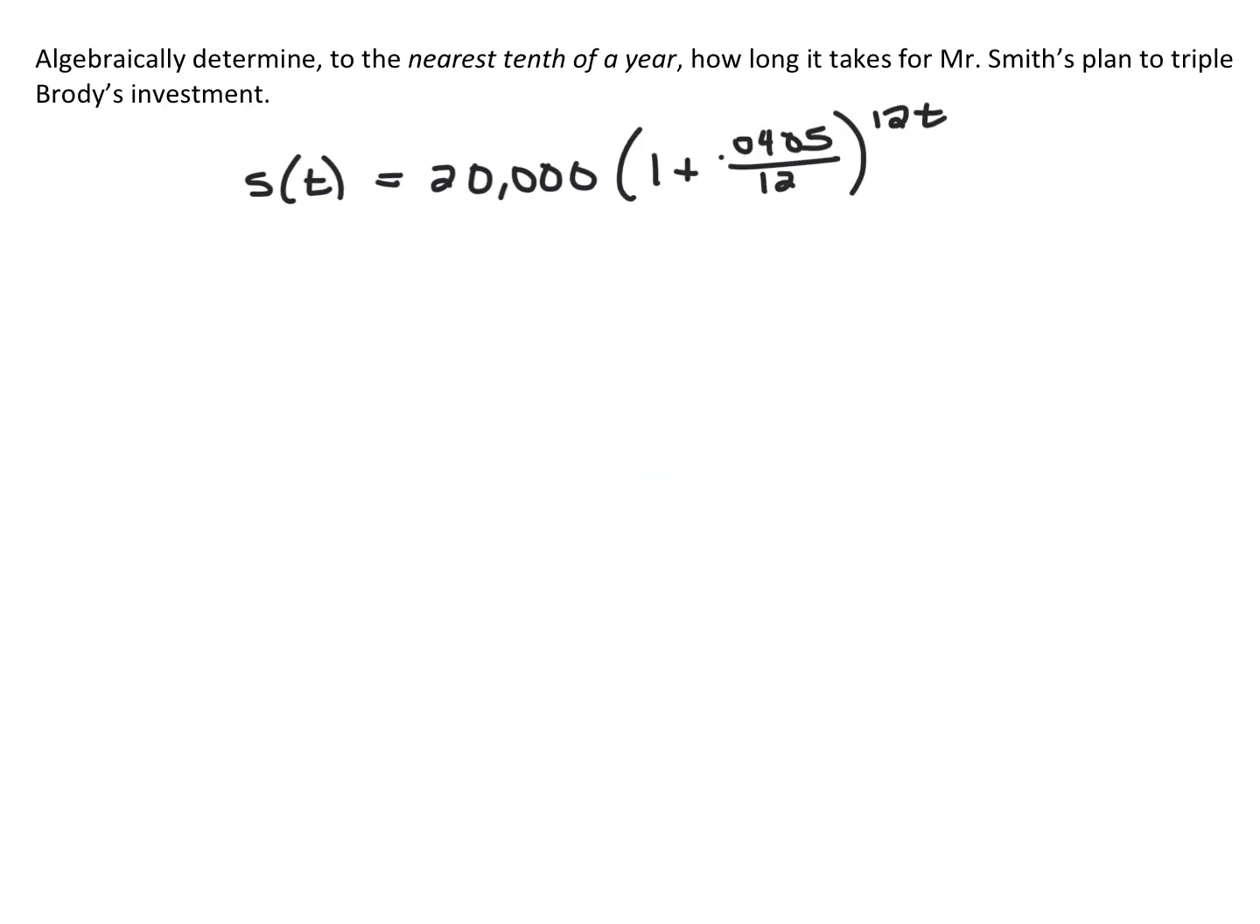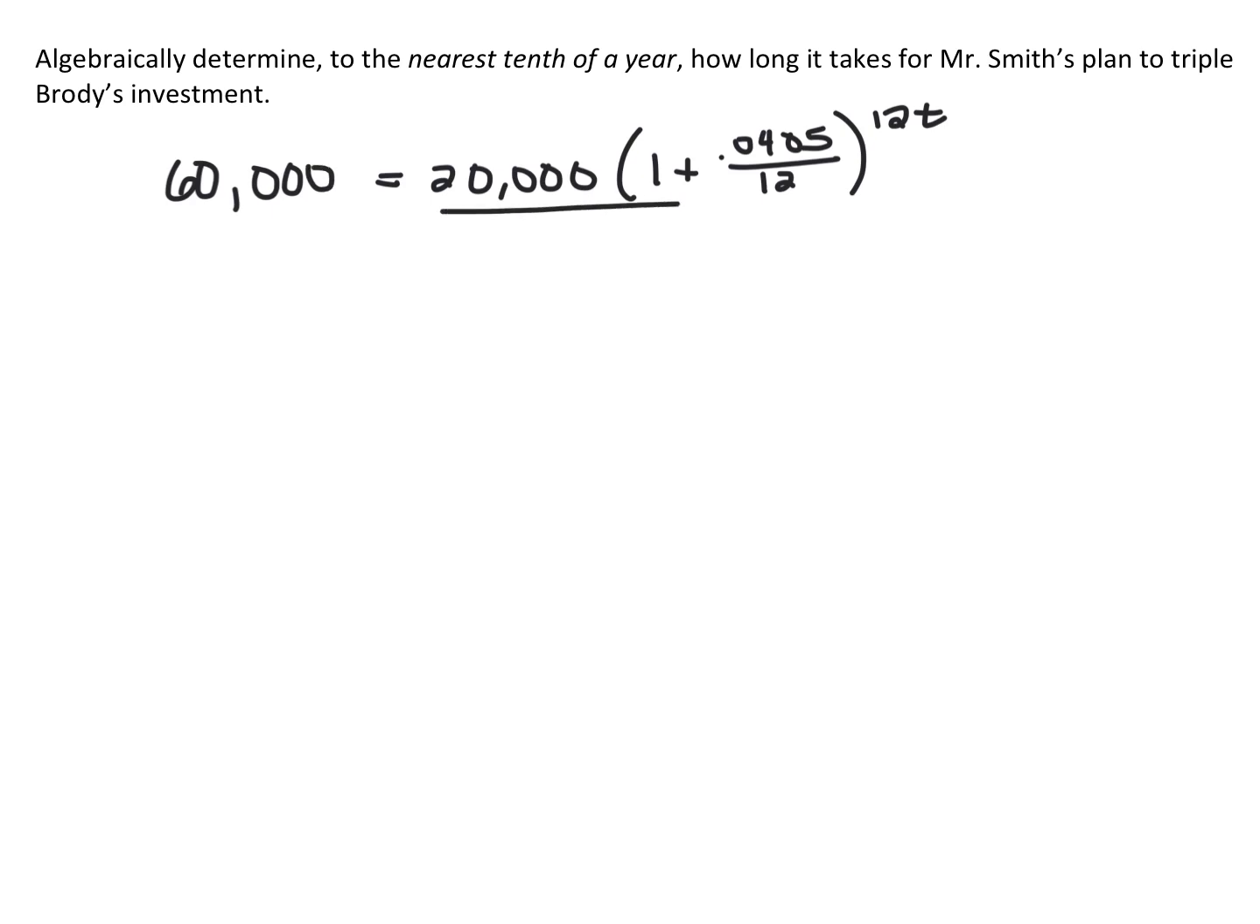Okay, and finally the last part. So now this one deals with Mr. Smith's plan. So I rewrote Mr. Smith's plan from the front of the page, and they want to know how long will it take to triple Brody's investment. So if he invested $20,000, right, if you triple that, wouldn't that be $60,000? So we're looking to replace the left side of the equation with $60,000. Okay, so let's solve it.